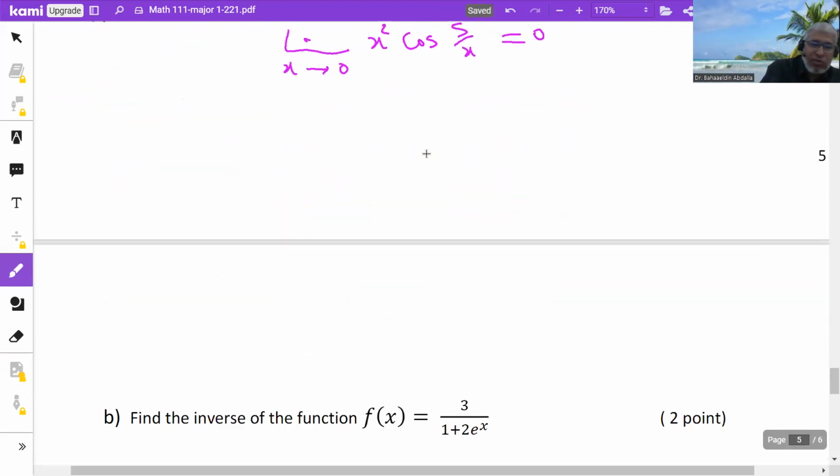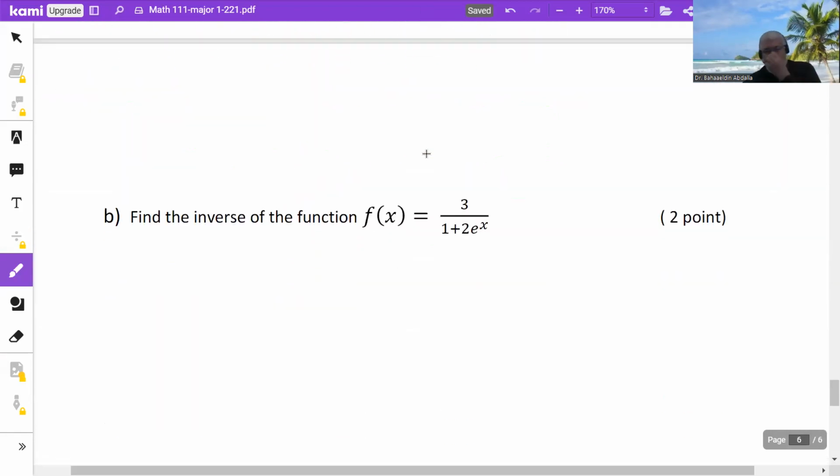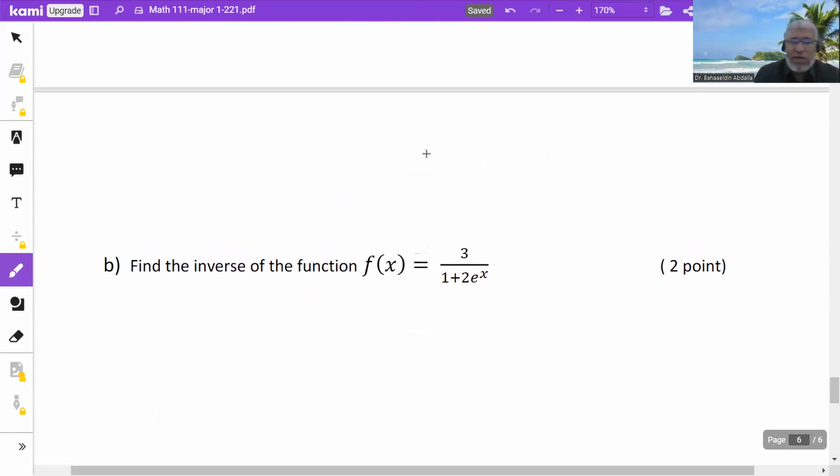That's the squeeze theorem. Here, find the inverse of the function. To find the inverse, I replace f of x by y. That's the first step.